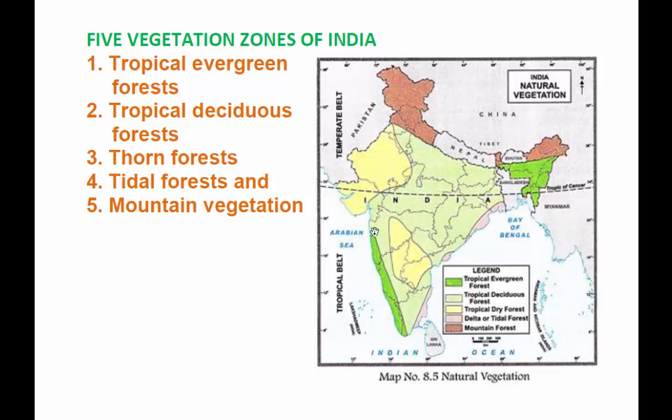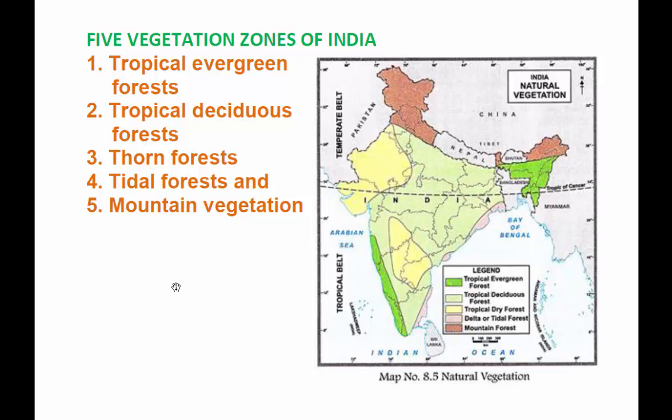And you can see mountain or alpine vegetation, which has been shaded in brown color mostly in the northern part of India, in Himalayan region, so to say. So these are the 5 vegetation zones of India. You will study all these vegetation zones of India when you go to class 9.